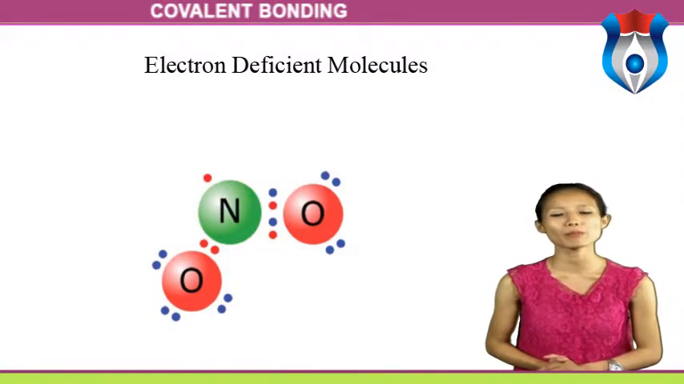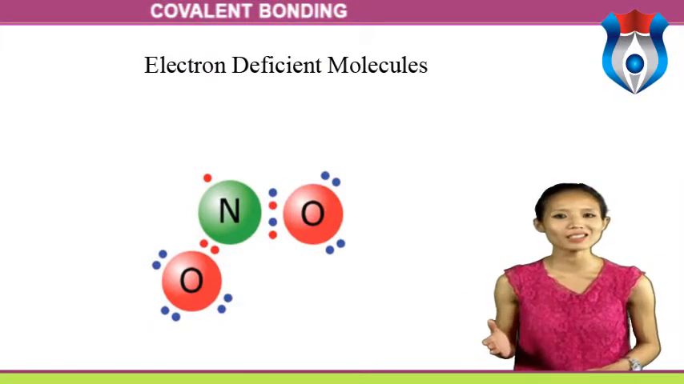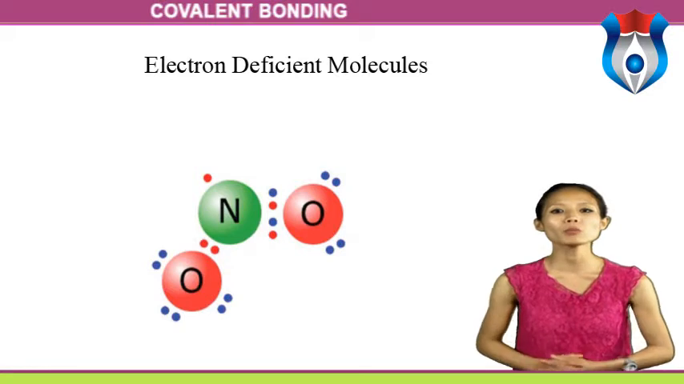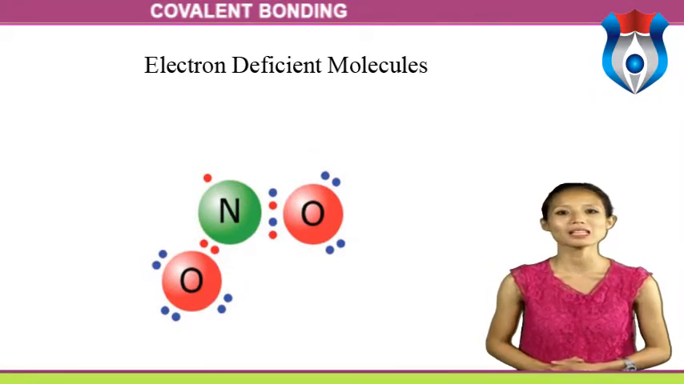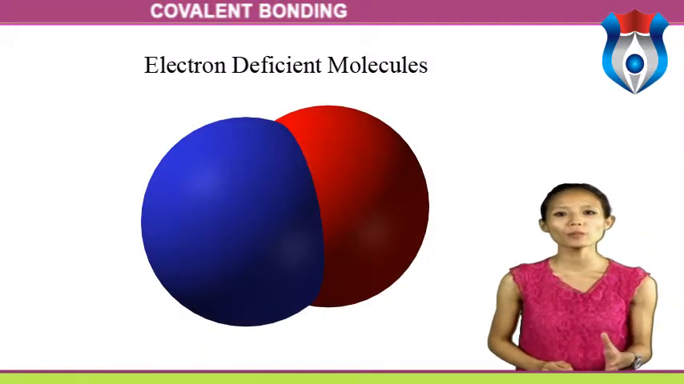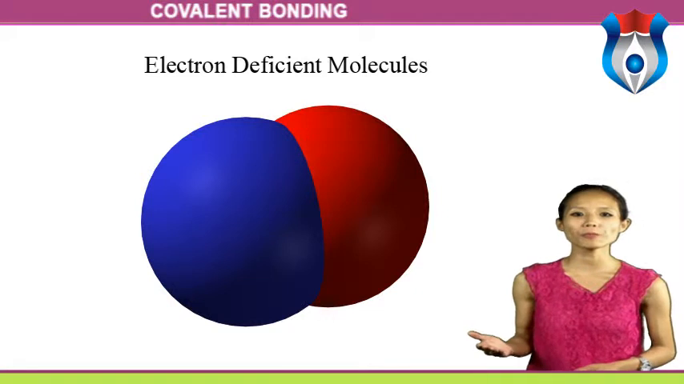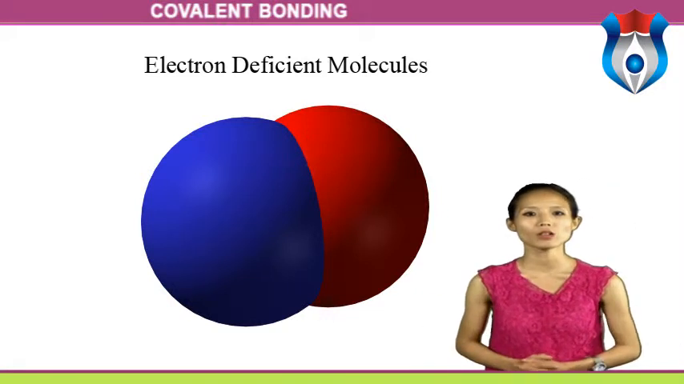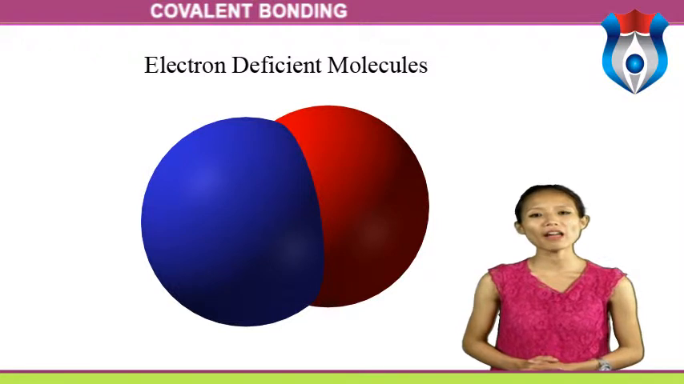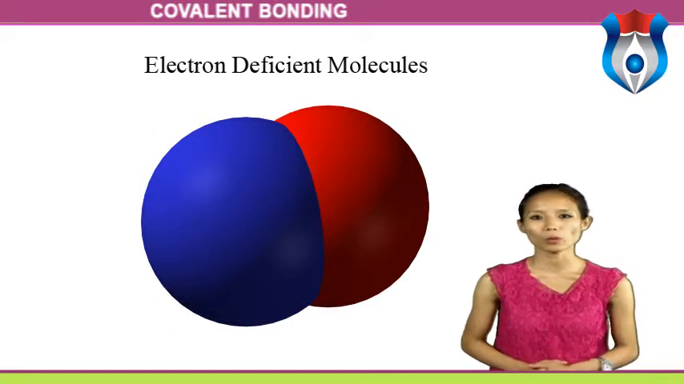Electron deficient molecules can be identified by counting up all of the available valence electrons. If they add up to an odd number, then there must be 1 electron left over somewhere as an unshared single electron. In the case of the nitrogen dioxide molecule, the formula is NO2. Nitrogen is from group 5 and has 5 valence electrons. Oxygen is from group 6 and has 6 valence electrons. Total valence electrons equal 5 plus 2 times 6, which is 17. This is an odd number, so there has to be an unpaired electron somewhere.